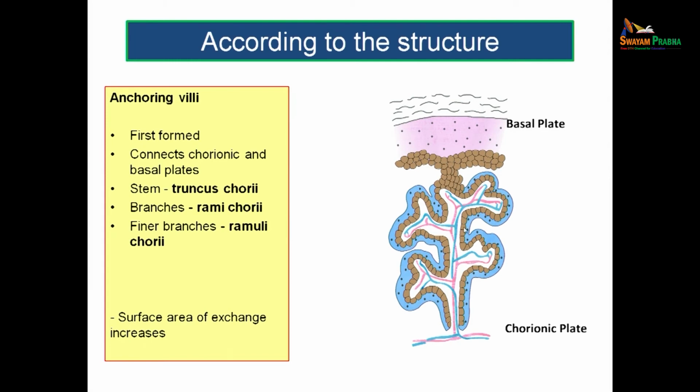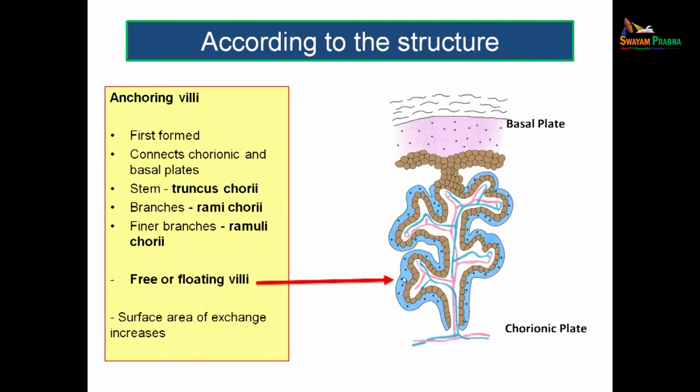They are known as stem villi, or the stem villus is the truncus chorii, and from this stem you have many branches arising. They are known as rami chorii, and again these branches divide into finer branches. They are known as ramuli chorii. So the truncus chorii is the stem villus. From it you have the major branches, which you call rami chorii, which again divide into finer branches known as ramuli chorii.